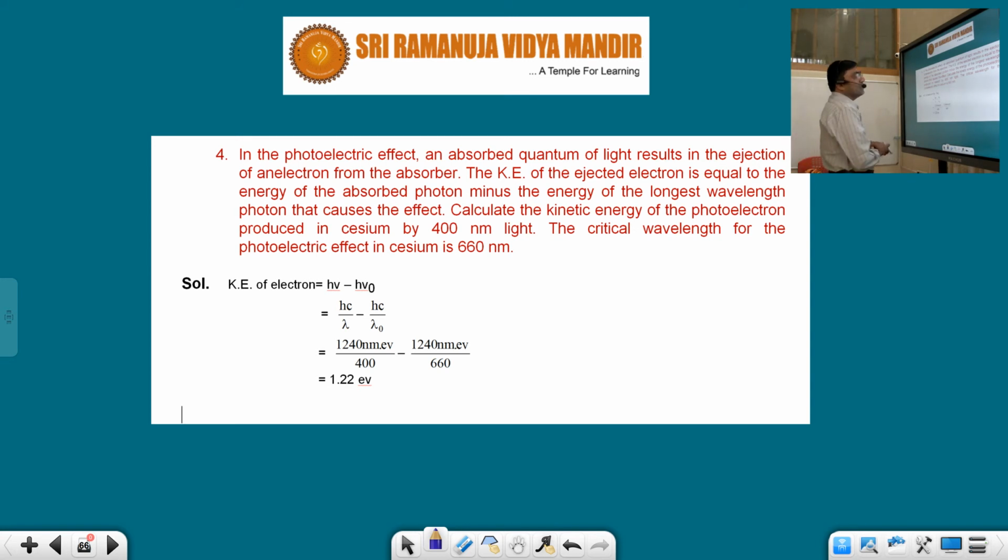Very simple. In this case also, the kinetic energy of the ejected electron is equal to the energy of the absorbed photon minus the energy of the longest wavelength photon. So calculate the kinetic energy of the photoelectron produced in cesium by 400 nanometers, and the critical wavelength. Critical means what? Critical wavelength is nothing but threshold wavelength. So in this case hν, this is the irradiated one. How much is given? 1240.